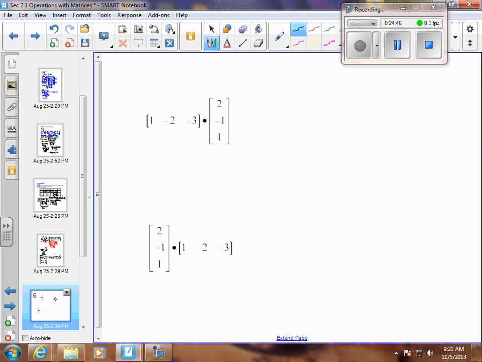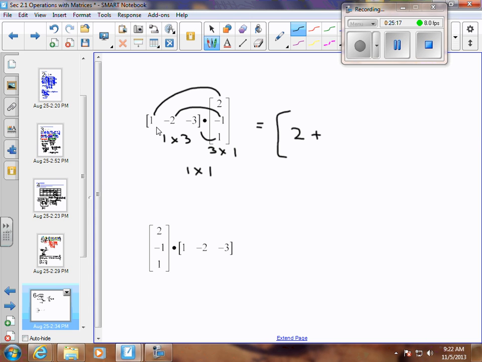All right, another matrix multiplication. Here I have a matrix with 1 row, 3 columns. Here I have a matrix with 3 rows and 1 column. So the resulting matrix should be a 1 row, 1 column number. I multiply the first element by the first, the second by the second, the third by the third, and add together. So it is 1 times 2 plus negative 2 times negative 1 plus negative 3 times 1. So my 1 by 1 matrix is 1.